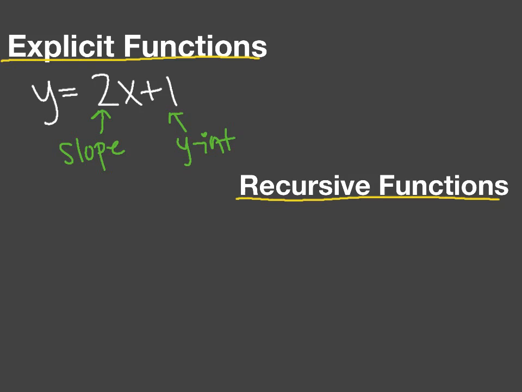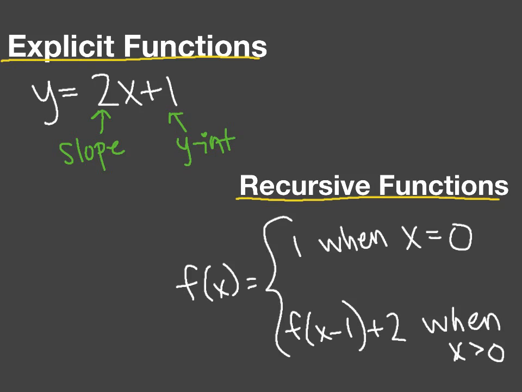Now, recursive functions look a little different, and here's what they look like. Whoa, that's a little intense. But recursive functions are also really cool, just like explicit functions are, because they have two special numbers in them too. And the special numbers actually happen to be the same special numbers that we had in our explicit function. They just look way different, right? So this first special number that we have, just like with our explicit, that's going to be our y-intercept. The second special number we have is going to be our slope.